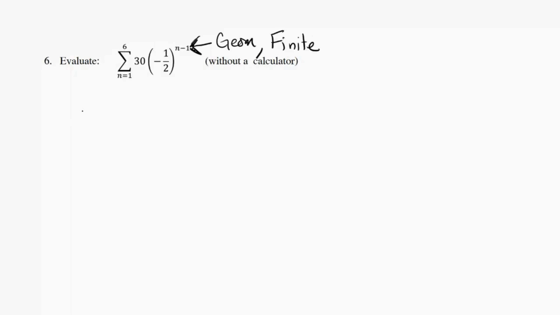So the formula for a finite geometric series is S sub n equals a sub 1 times 1 minus r to the n power over 1 minus r. So I need to figure out what my first term is. So what's always going to be helpful, and again, I tell students to do this all the time and people just ignore me.